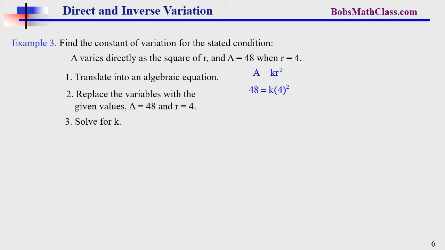All right, now we could solve that. 4 squared is 16. Divide both sides by 16. 16's cancel on the right. 16 goes into 48. You can use that at your calculator. K equals 3. So we have done it. We found our constant of variation.